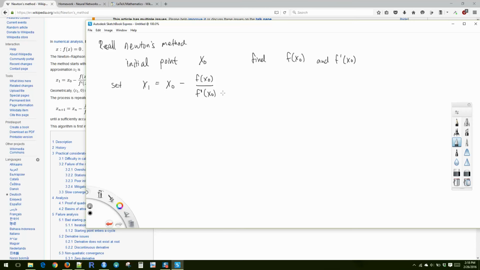So for optimization, f of our function is equal to our gradient, and then basically f prime will be our Hessian.